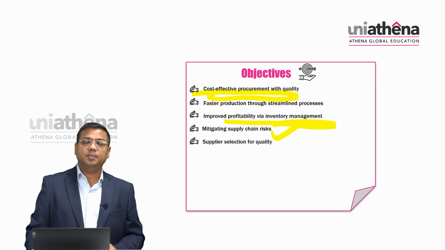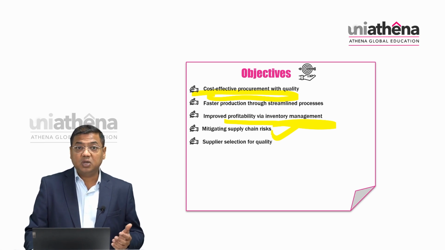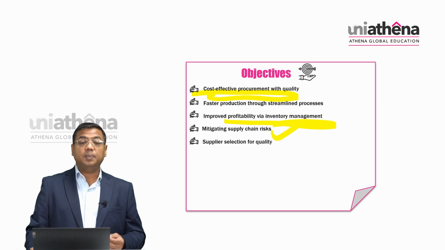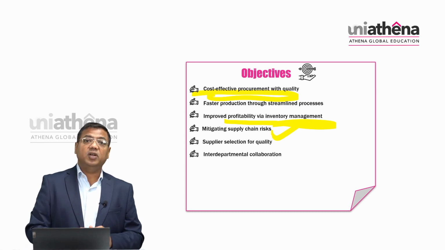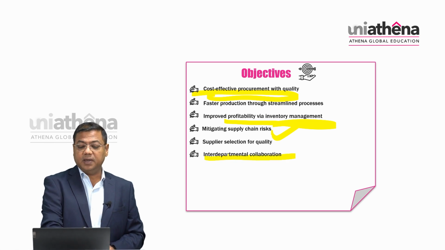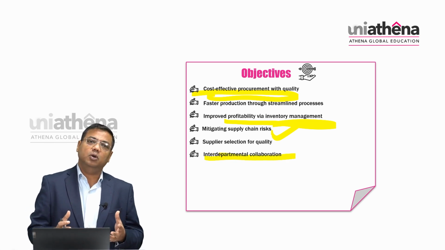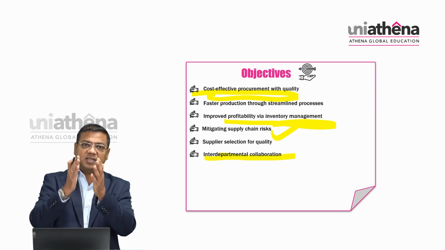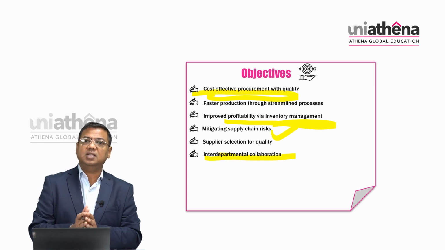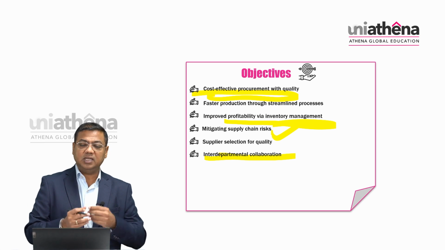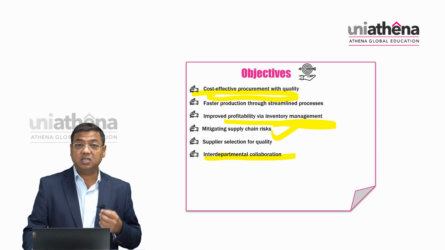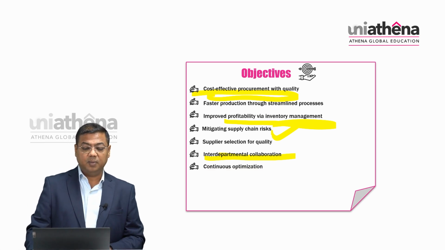Do I select the right supplier? Do I select based on cost? Do I select based on quality? Do I select based on time and speed of delivery? Supplier selection for quality sometimes. Another objective is interdepartmental collaboration. It's not a siloed organization. You can't just have a siloed purchasing organization that does not consider the needs and wants of the other departments. So interdepartmental collaboration is another objective of procurement.